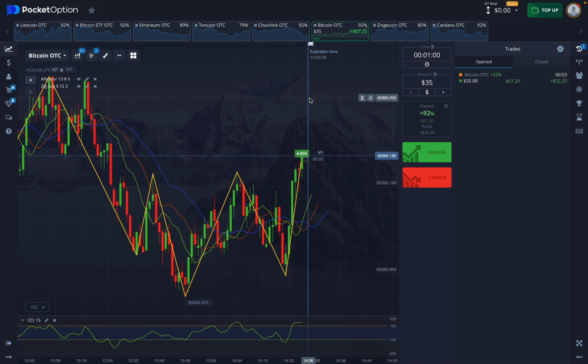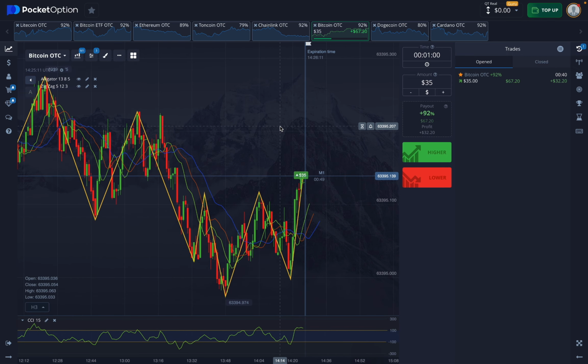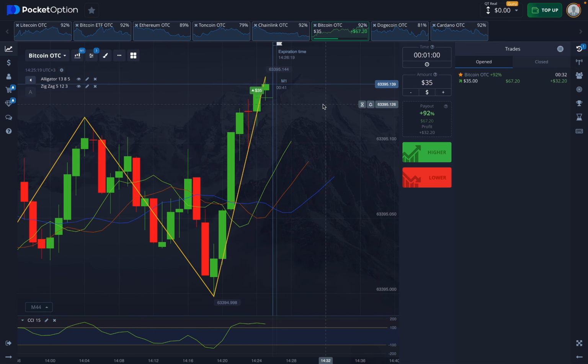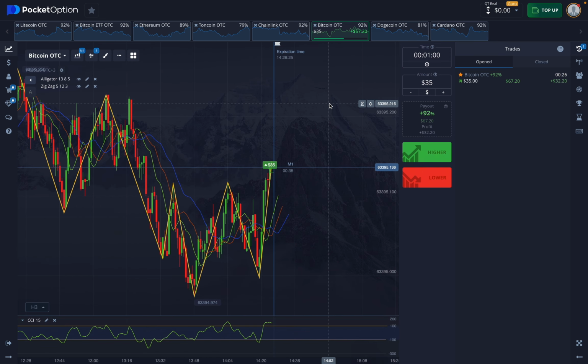With the alligator's lines crossing from bottom to top, this indicates a potential reversal. Let's see if I'm right as I open a trade with an expectation of a slight pullback before further movement. Let's check the result of the second trade.